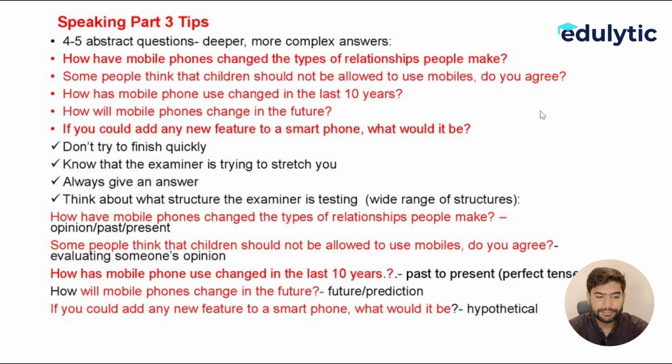Now let's find out the tips and tricks to deal with the Part 3 questions and retain maximum bands. There could be four to five abstract questions, and they would require deeper, more complex answers. The questions are in front of you. For example, how have mobile phones changed the types of relationships people make? Previous communication channels were different. With the invention of cell phones, everything has changed. Now you have social media platforms, you have emails, you have a number of other means by which we communicate and develop relationships with the outside world. Go through the sample questions.